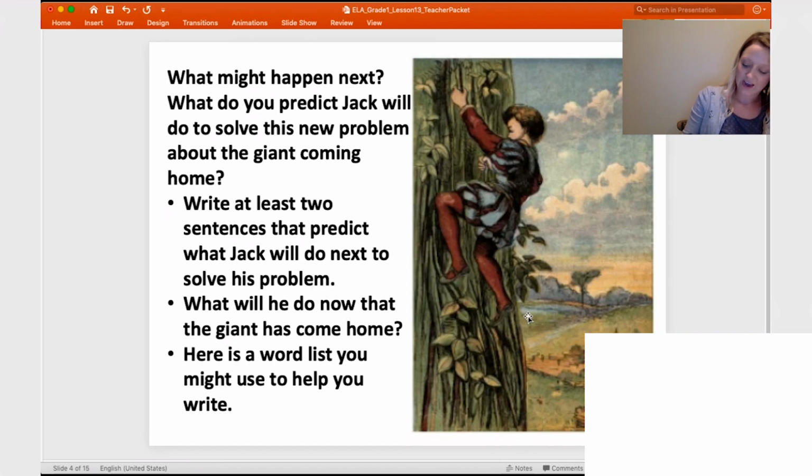The giant smelled a little boy. Very nice job, boys and girls. Now, let's keep reading to see what happens next.